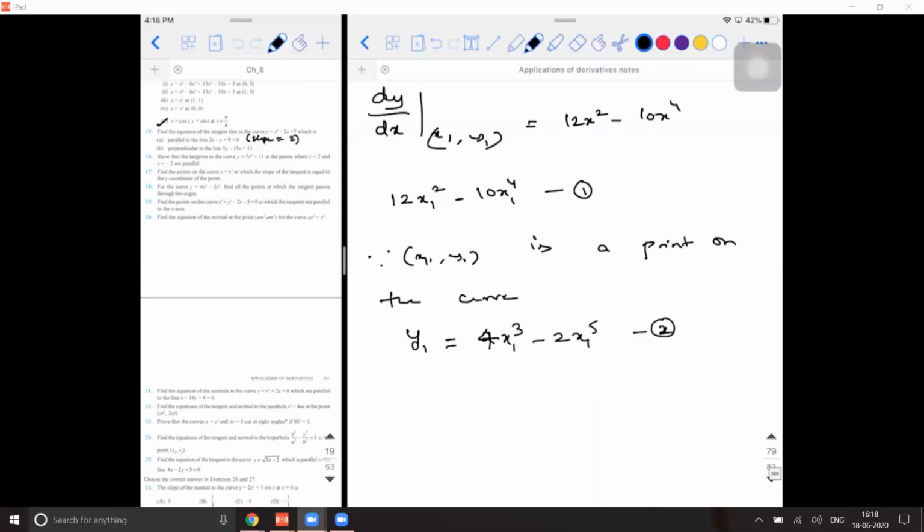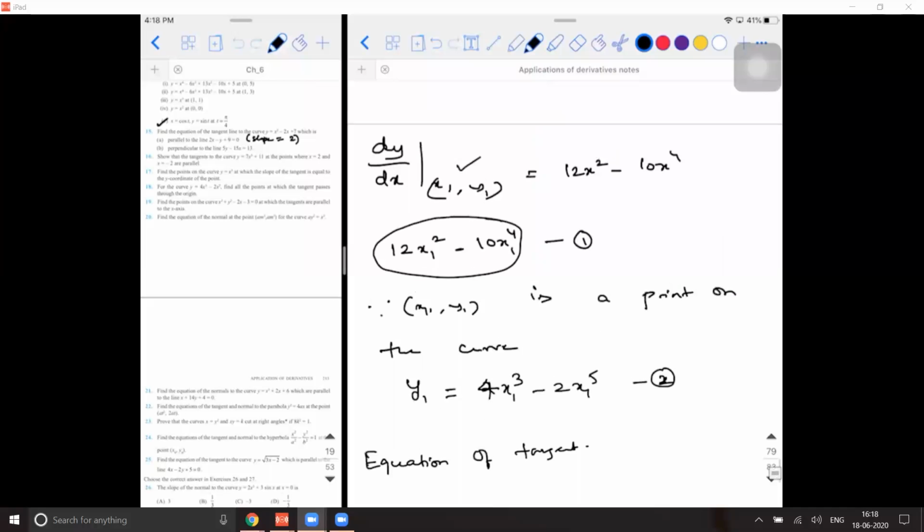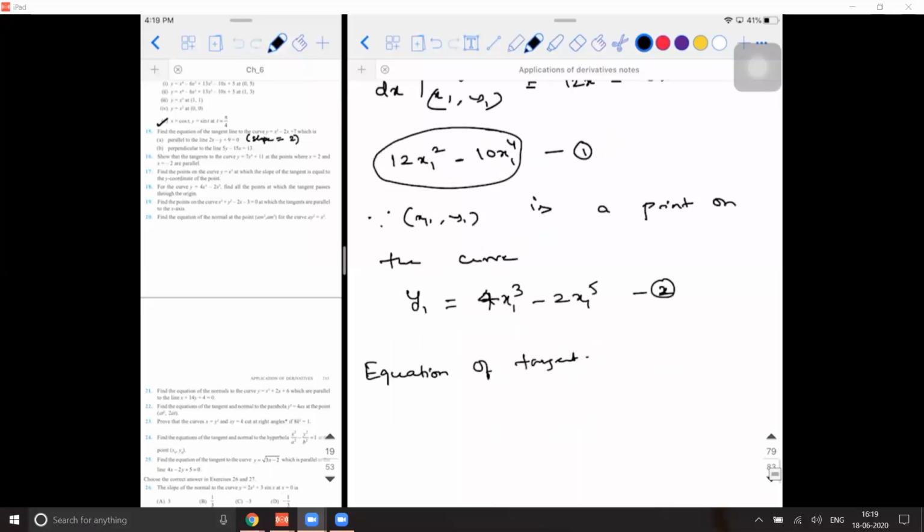Right? So what is going to be the equation of the tangent? You know the slope, you know the point. So what is going to be the equation of tangent? Anyone? y minus y1 is equal to 12x1 square minus 10x1 power 4 into x minus x1. So this is the equation of tangent.